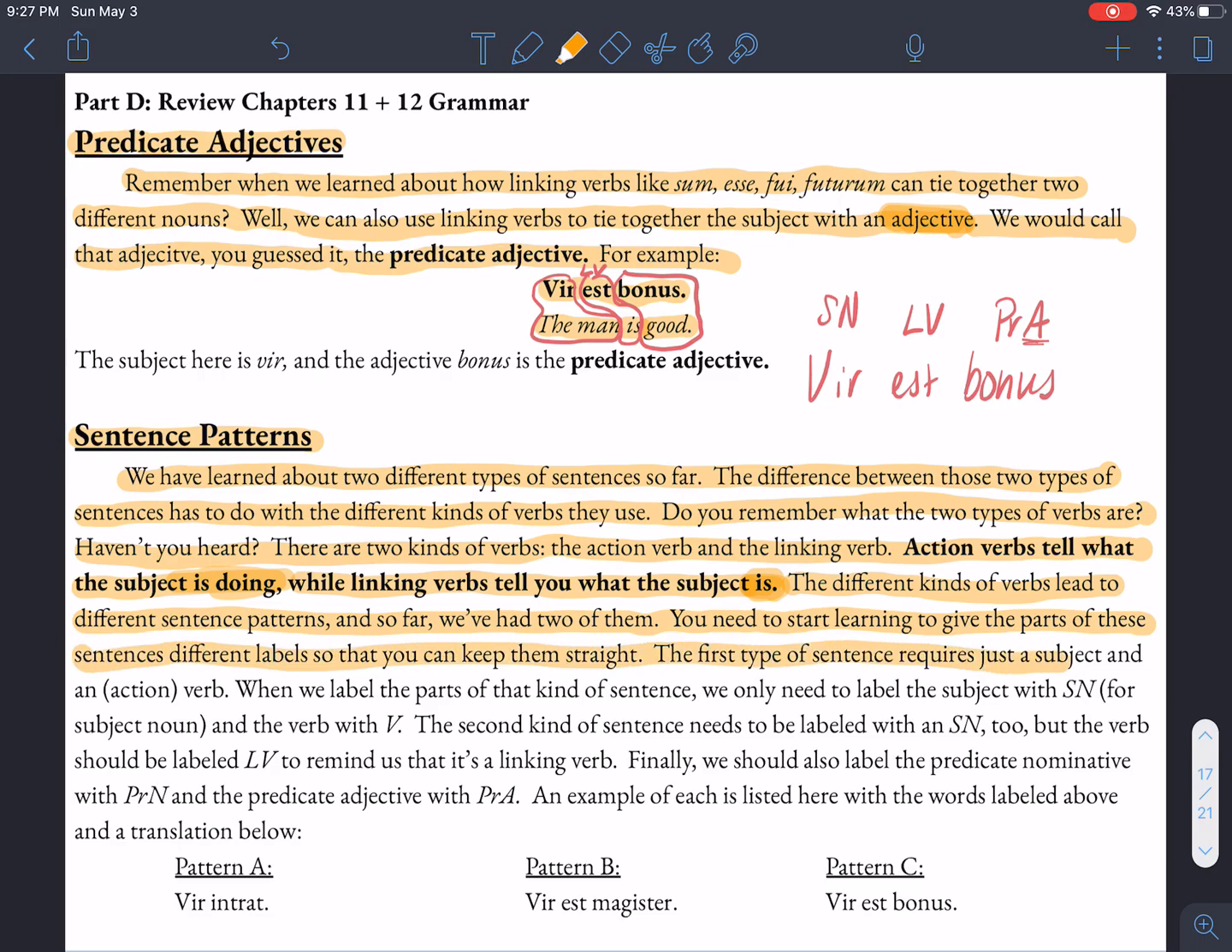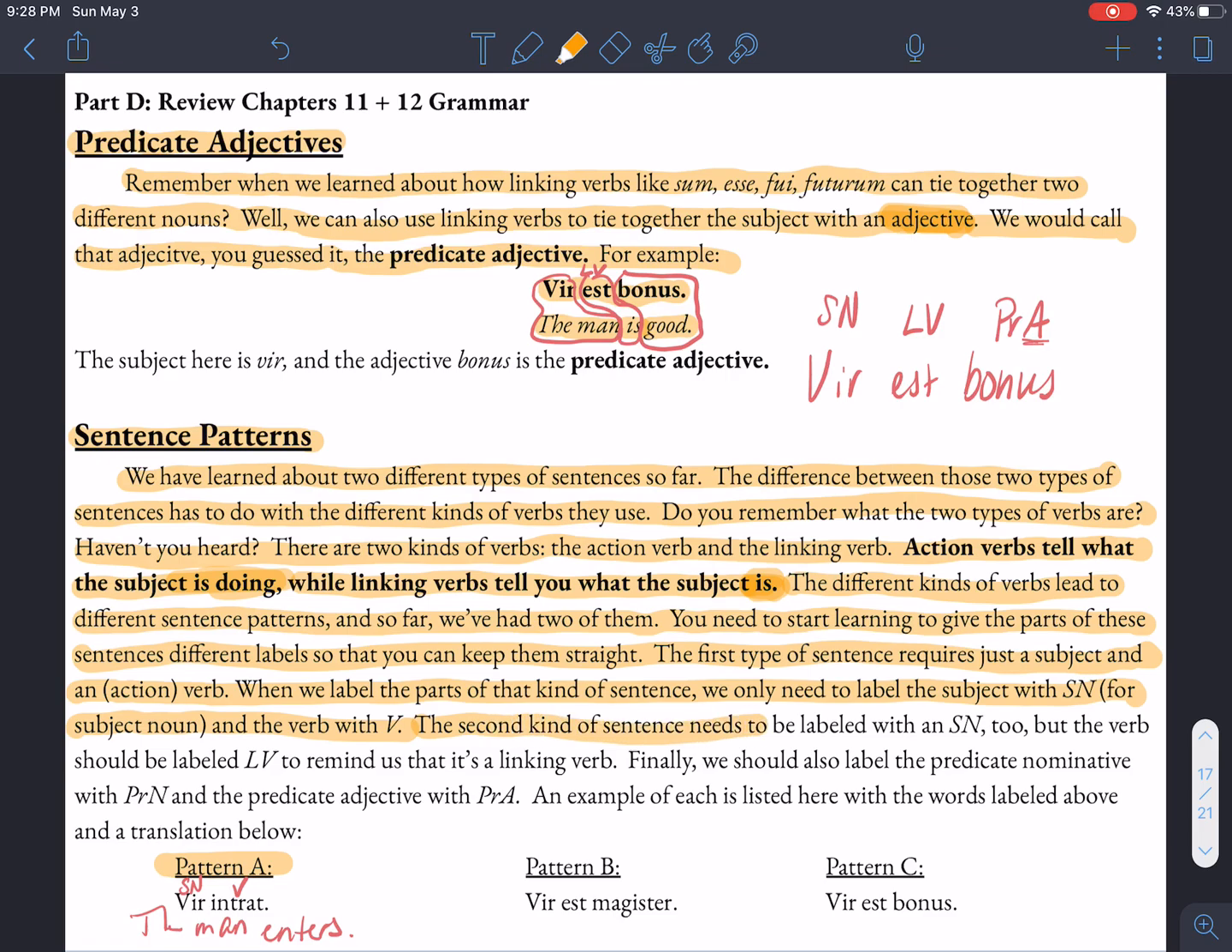The first type of sentence requires just a subject and an action verb. When we label the parts of that kind of sentence, we only need to label the subject with SN, for subject noun, and the verb with V. So that's pattern A we're talking about. You've got your SN, which is vir, and intrat, which is a verb. That's an action verb. The man enters. It's telling you what the subject is doing.